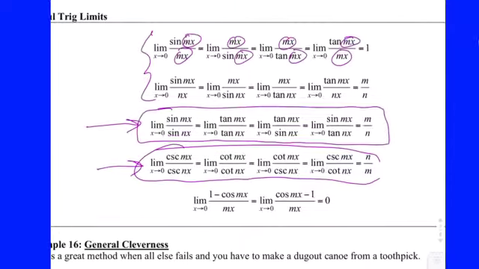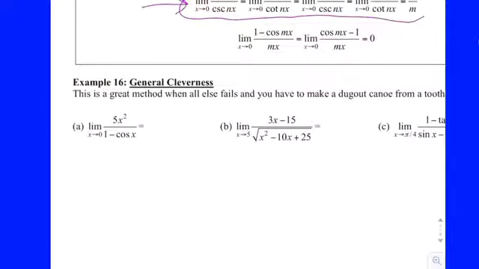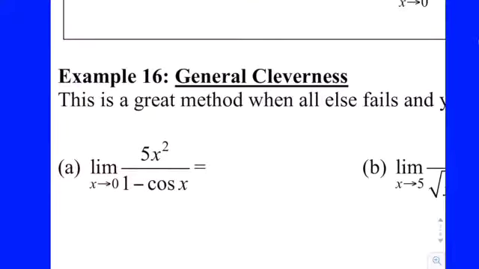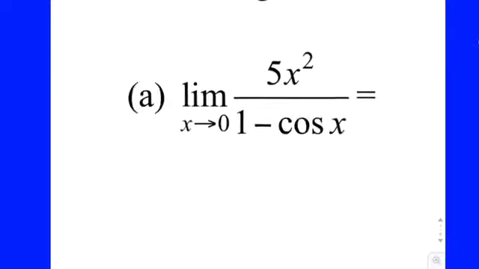And again, if you want to memorize this, which brings us kind of to the last part here. When all else fails, you just have to be clever, okay? So 16 is just general cleverness. Now, it's pretty clever if you come up with it on your own, but once we kind of talk about how to do a problem, it just becomes another strategy, right? So let's look at this guy here.